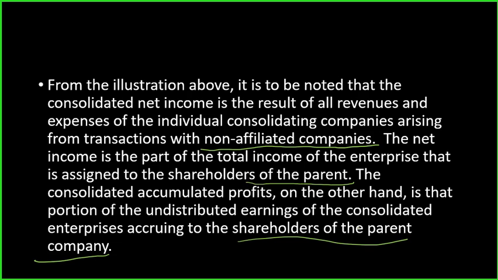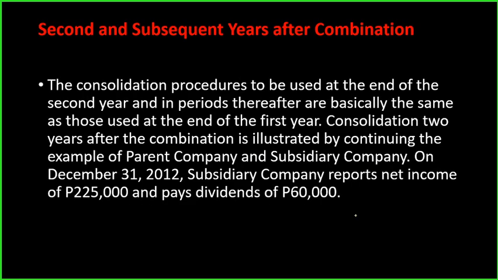But if you try to solve board exam problems, the parent's reported consolidated retained earnings is just the parent's. It does not include the retained earnings pertaining to the non-controlling interest. Why? Because the non-controlling interest is a separate item in the stockholders' equity section. It's still a bit vague now, but I'm going to show it to you later. So that's for the first year.